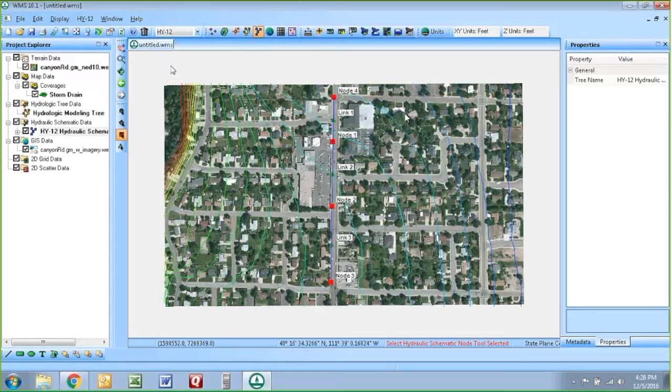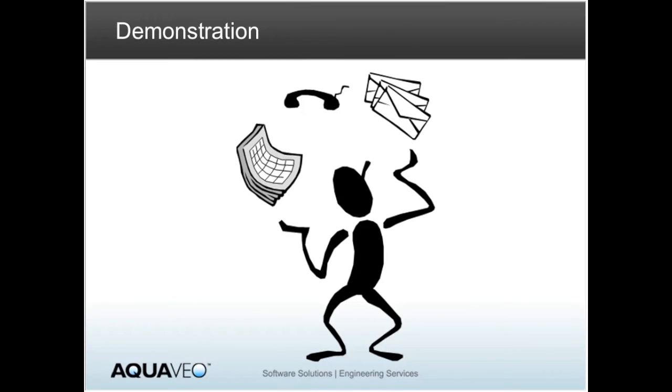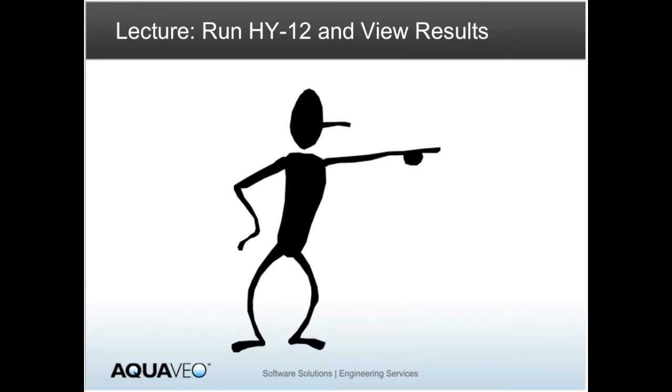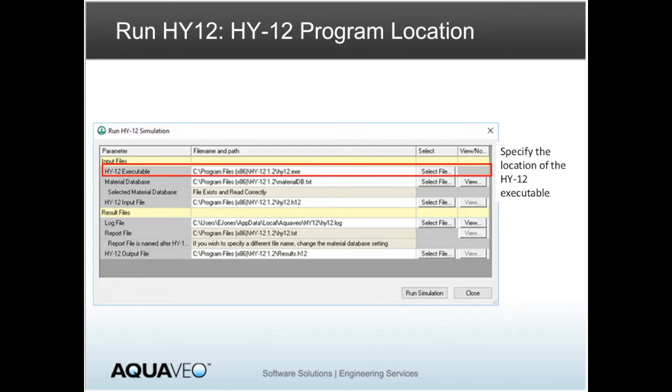So now that I've defined all of my node and link information, I'm very close to being able to run HY-12. But before I do that, we're going to talk about running HY-12. And so I'm going to describe how to run HY-12 now and view the results from an HY-12 model.